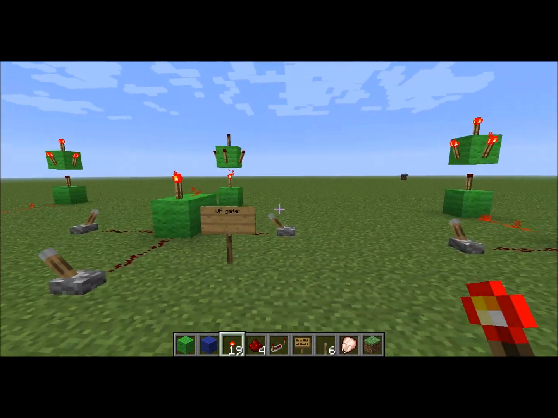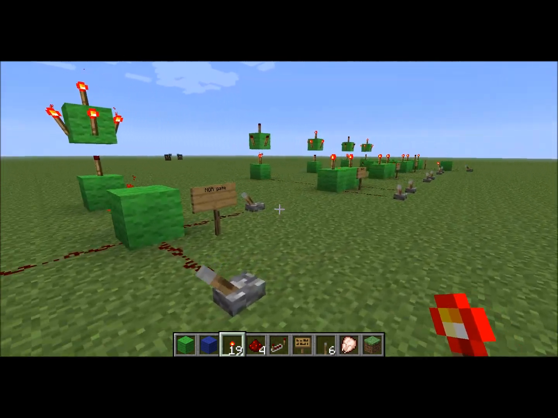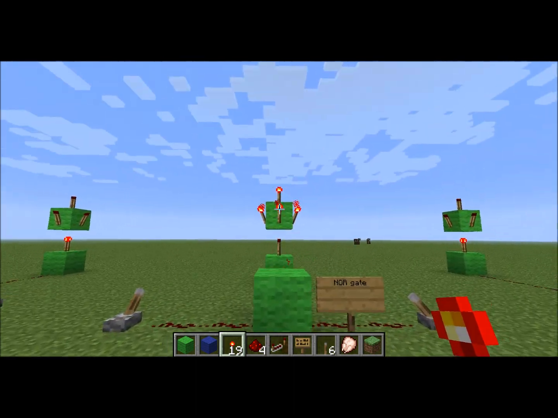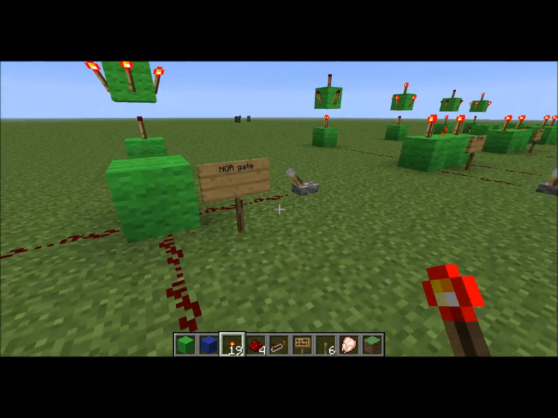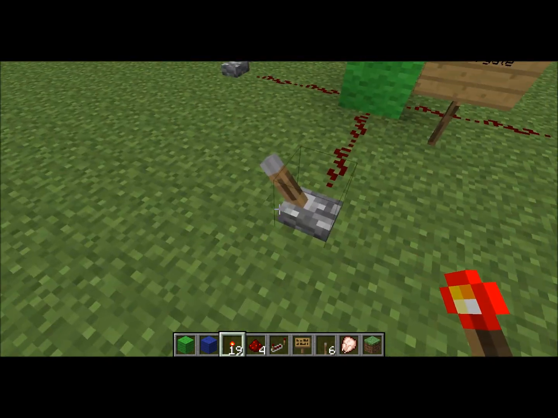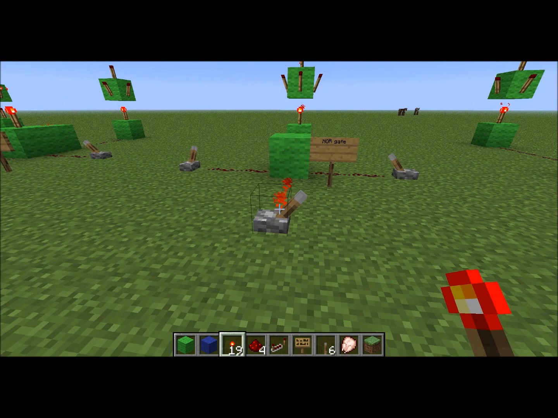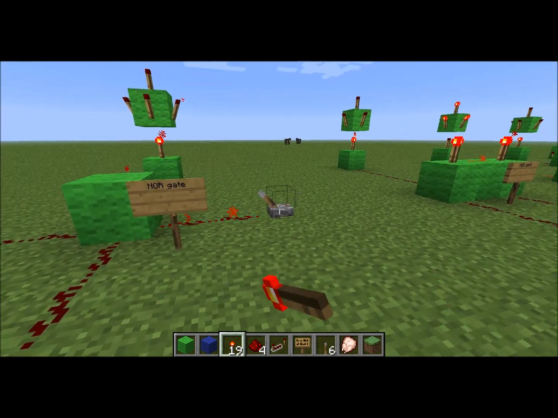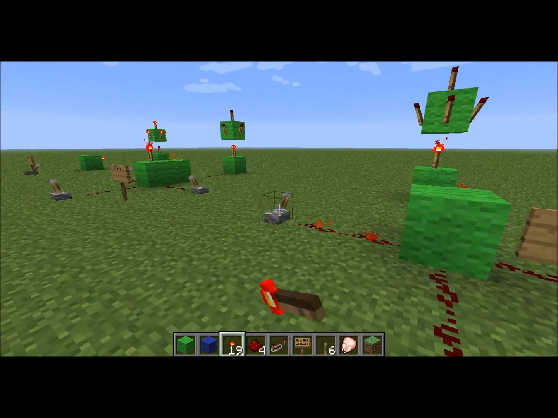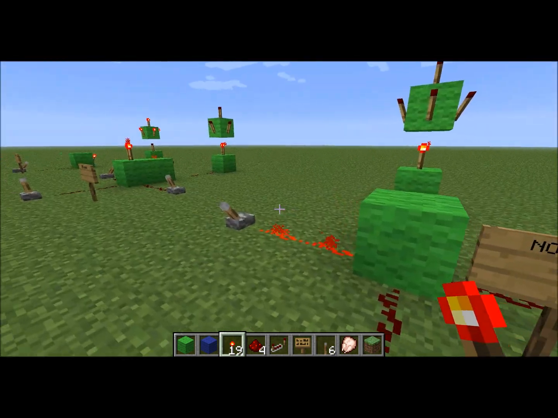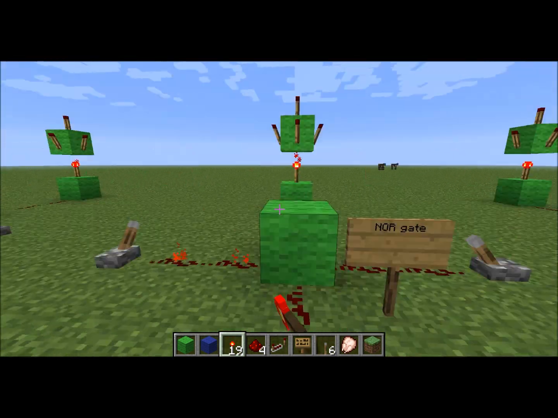Okay, moving on. This is a NOR gate. Just like an OR gate, except it's always on unless any one of these or any combination of these are on. So it's on right now, turn one of them on, it's off. Turn another one on, it's off. Turn another one on, it's off. And any combination of them will make it off.